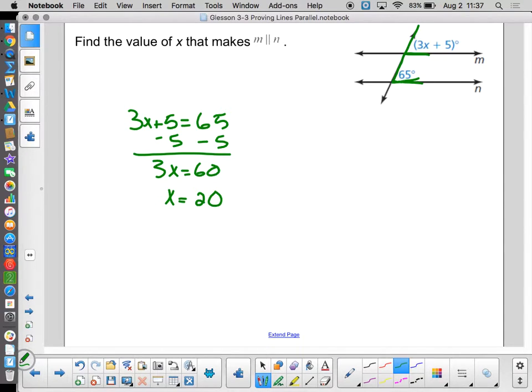Do be careful. It is not at all uncommon for people to get a very simple equation like we had to start with here and do 3x equals 70, because they do plus 5 and they don't do all the steps properly in their head. That's why we want to show our work. Make sure you're always solving your equations accurately.